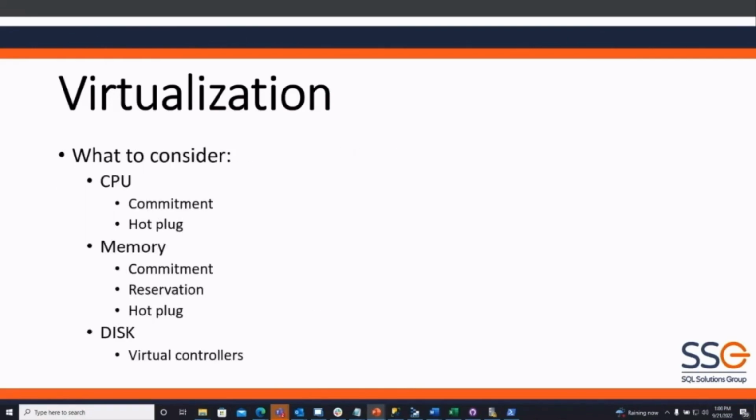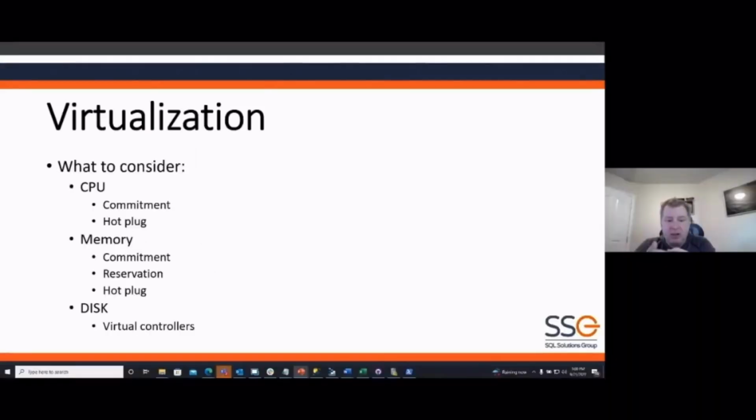So things to consider, right? Especially when you're doing virtualization, it boils down to three things, right? You want to look at CPU, memory, and disk. So when you're looking at CPU, you want to make sure that you're not overcommitted on CPU. You want to make sure you're not overcommitted on memory.